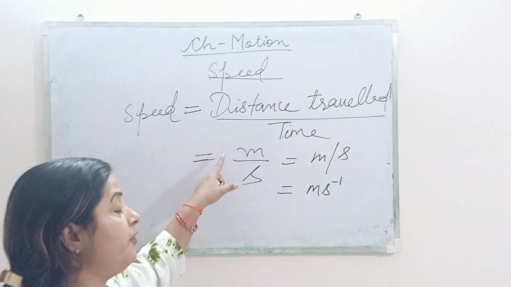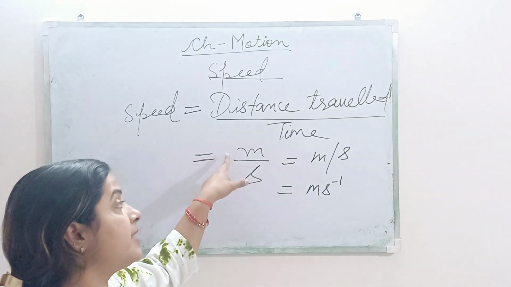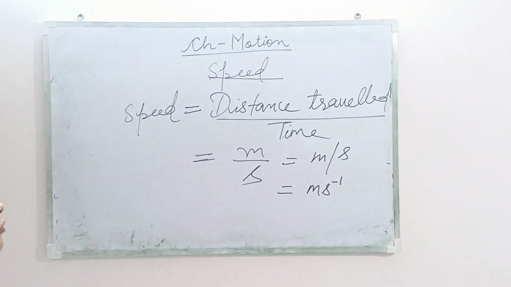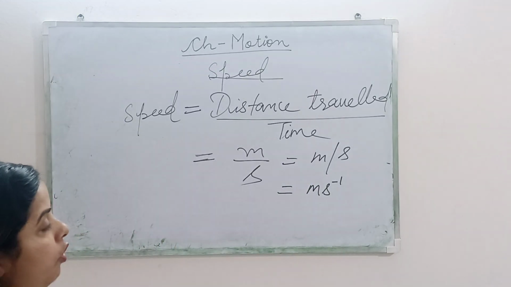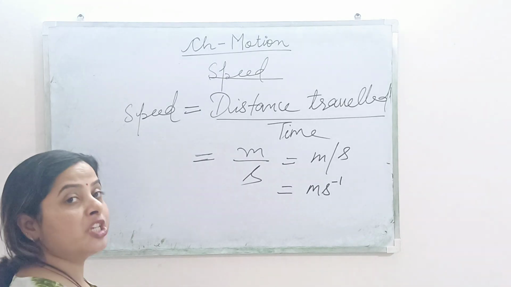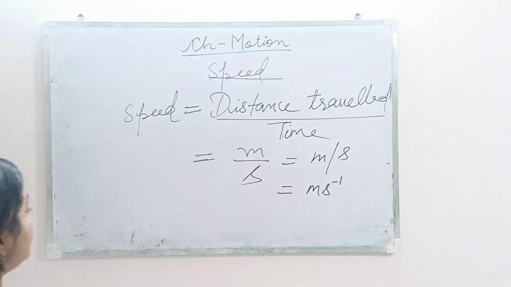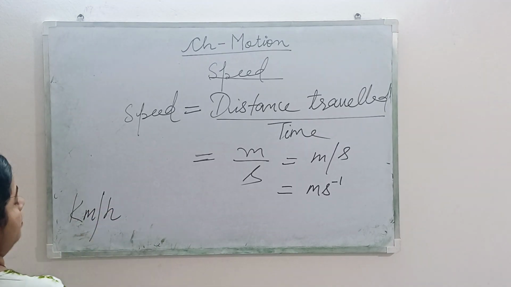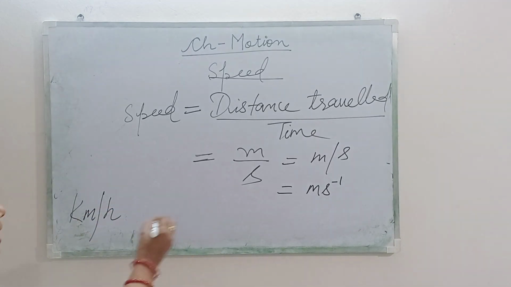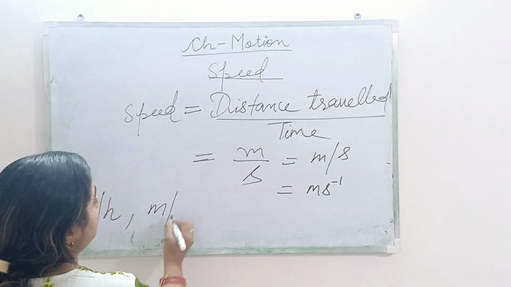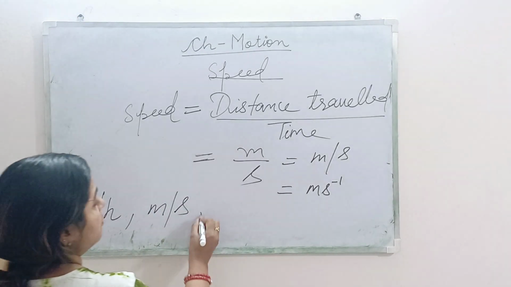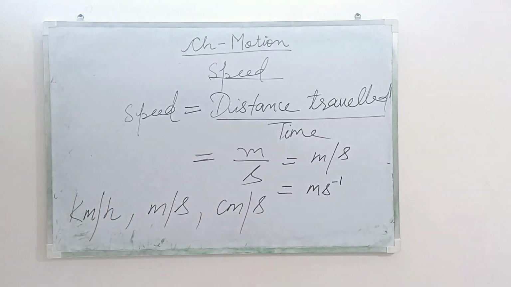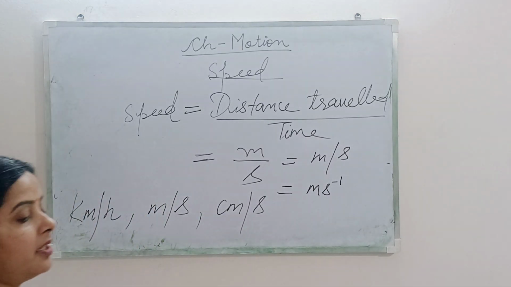Clear? So what if it is asked in the exam? What is the SI unit of speed? Meter per second. Now one more point, children. For larger distances, or you can say high speeds, we use the unit kilometer per hour. And what is the SI unit? Meter per second. And for smaller distances we use centimeter per second. Clear?